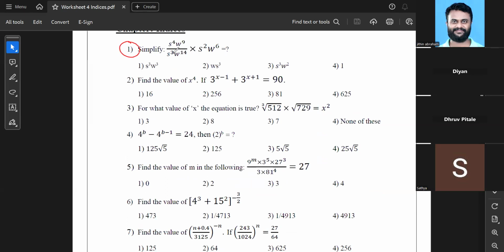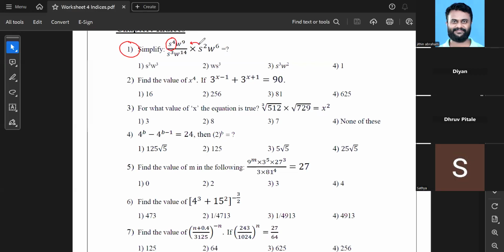So the first question goes like this. We are supposed to simplify this: s raised to 4 multiplied by w raised to 9, divided by s raised to 3 multiplied by w raised to 14, and the whole multiplied by s raised to 2 multiplied by w raised to 6. Whenever there is a whole multiplication, you should always understand it belongs to the numerator.